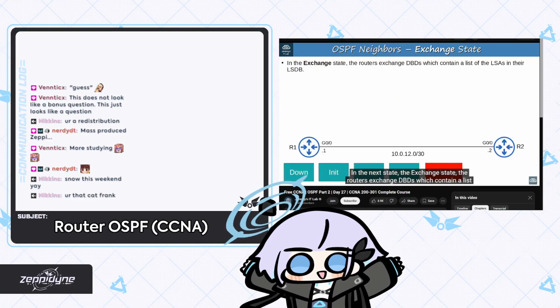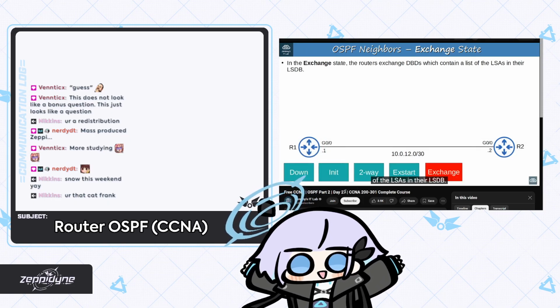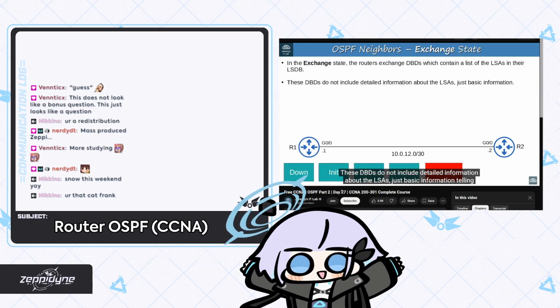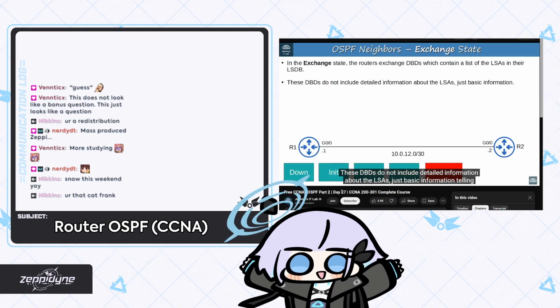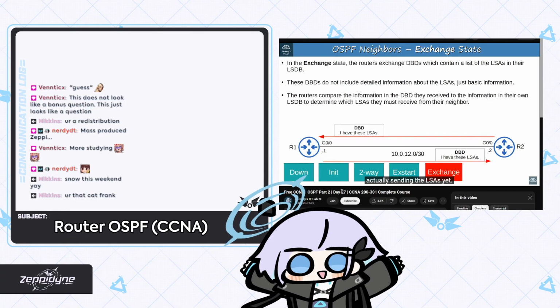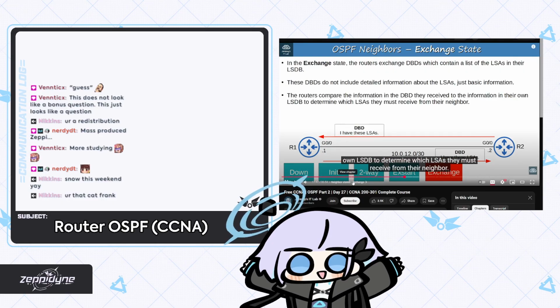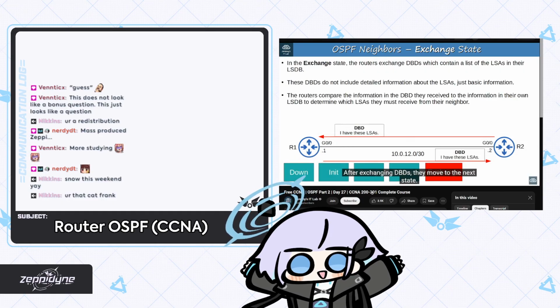In the next state, the exchange state, the routers exchange DBDs which contain a list of the LSAs in their LSDB. These DBDs do not include detailed information about the LSAs, just basic information telling their neighbor what LSAs they have. Basically, the routers are telling each other, I have these LSAs, but they aren't actually sending the LSAs yet. The routers compare the information in the DBD they receive to the information in their own LSDB to determine which LSAs they must receive from their neighbor. After exchanging DBDs, they move to the next state.